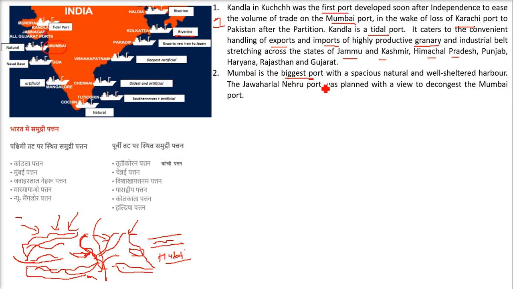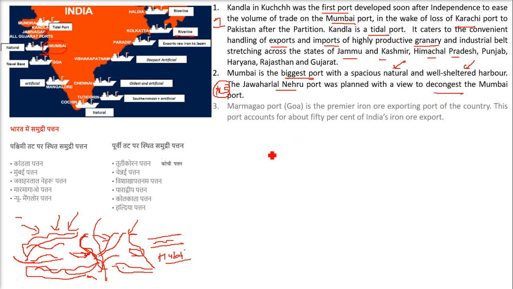Please understand, Mumbai is the biggest port, spacious, and it is a natural and well sheltered harbor. I told you about that. Because Mumbai was overcrowded with a lot of trading going on, it is a Mahanagar. So a port was made here at Nhava Sheva. This port is to again ease out the volume of trade on Mumbai port, and it was called Jawaharlal Nehru Port, specially made to decongest Mumbai port.